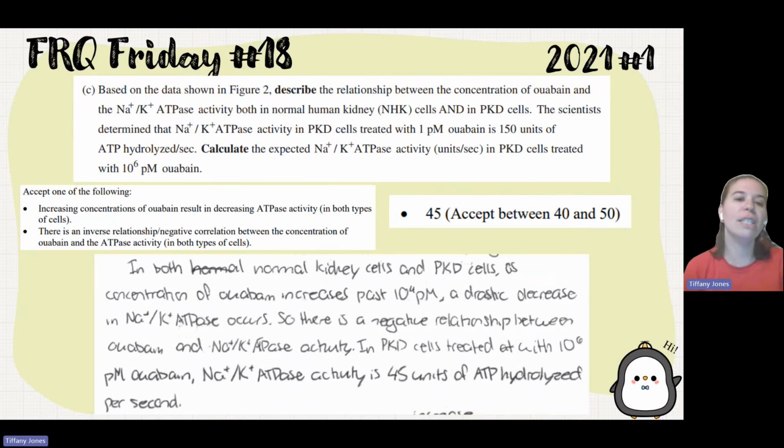Based on the data shown in figure 2, describe the relationship between, this is what we already did. In both normal cells, we see that once the concentration increases past 10^4, a drastic decrease occurs. So there's a negative relationship between the albumin and the ATP activity. In PKD cells treated with 10^6, we see that the activity is 45 units of ATP hydrolyzed per second.